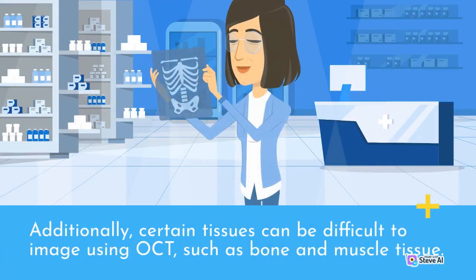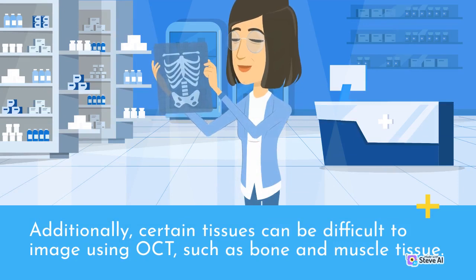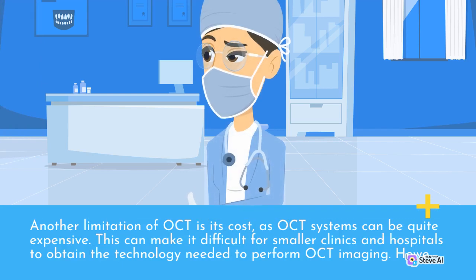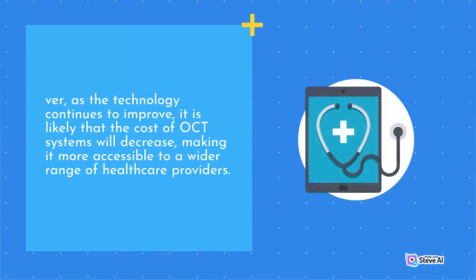Additionally, certain tissues can be difficult to image using OCT, such as bone and muscle tissue. Another limitation of OCT is its cost, as OCT systems can be quite expensive. This can make it difficult for smaller clinics and hospitals to obtain the technology needed to perform OCT imaging. However, as the technology continues to improve, it is likely that the cost of OCT systems will decrease, making it more accessible to a wider range of healthcare providers.